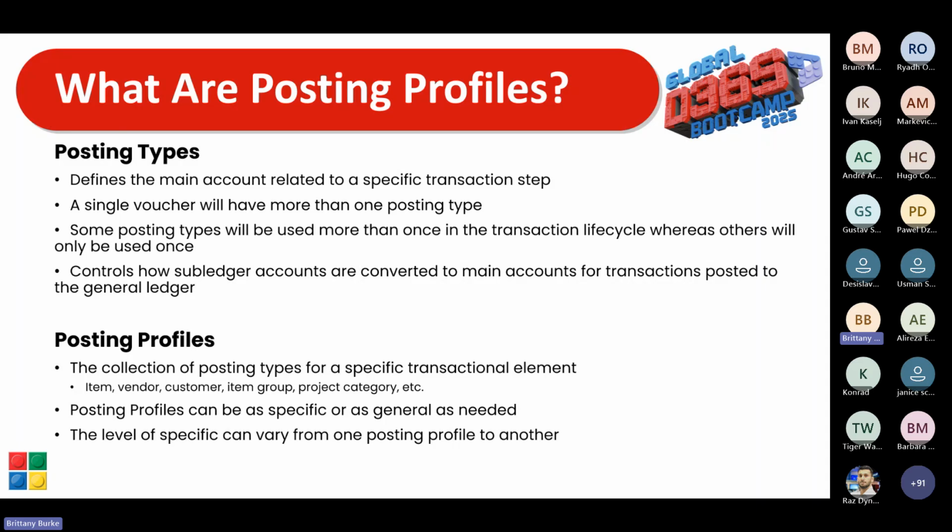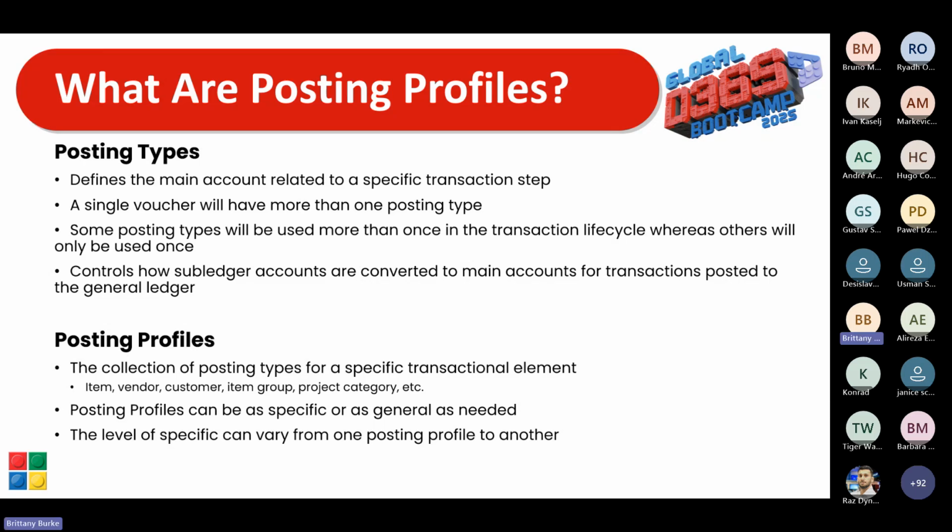So to first understand posting profiles, we have to talk about posting types. A posting type defines the main account related to a specific transactional step. So posting a purchase order invoice, posting a sales order invoice. A single voucher will have more than one posting type. So if you ever look at a transaction behind posting a sales order invoice, you'll notice there's a lot of different posting types on there. Some posting types are used more than once throughout the transaction life cycle, whereas others are only used once.